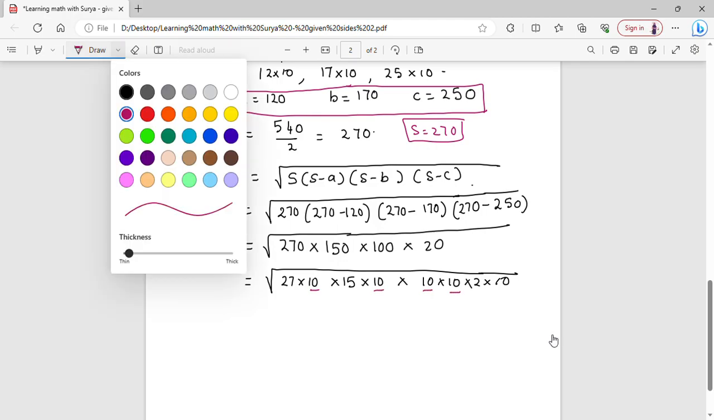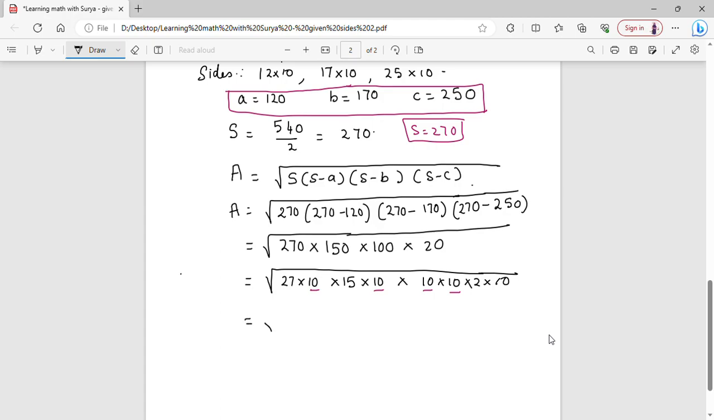So if I bring it out, so I would get square root of one of them is 10, 100. So I take out this 10, 10. 10 times 10 is 100. So this is 27 multiplied by 15. So all these have gone, right? They have square root of that is 100. 27 times 15. I have a 2 and I have a 10. So this is 100.